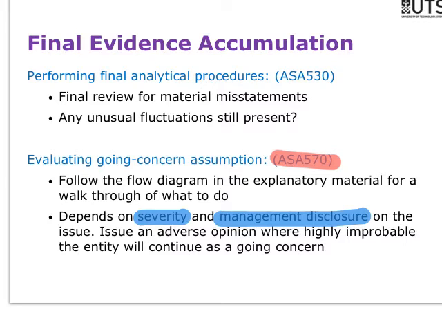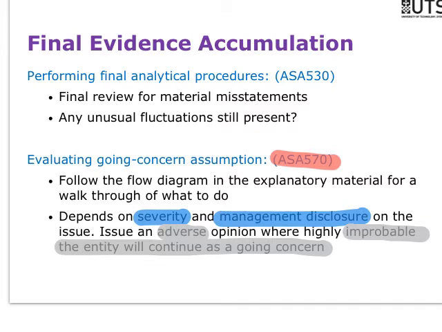In cases where it's highly improbable the entity will continue as a going concern, we're going to issue an adverse opinion, saying we do not think the financial statements are prepared on the basis of going concern. We do not think the client will pay back its debts within 12 months. Okay, so the severity ranges. Highly improbable is probably the worst. Right? We expect 80 or 90% that the company will fail.